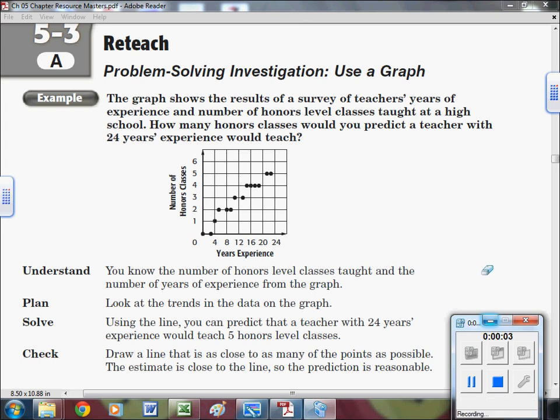All right, so we're going to talk about making predictions for scenarios that have imperfect data. So if you look at these data points, we're going to talk about how we make predictions using that. We're going to talk about how to use graphs to help us solve problems and make predictions and estimations so we know what to expect.